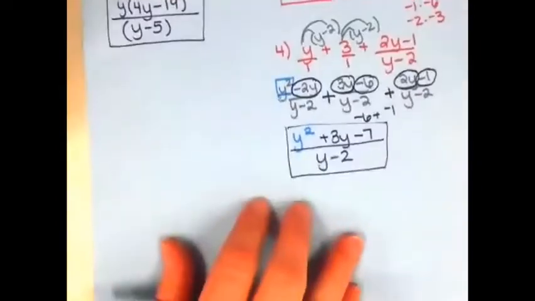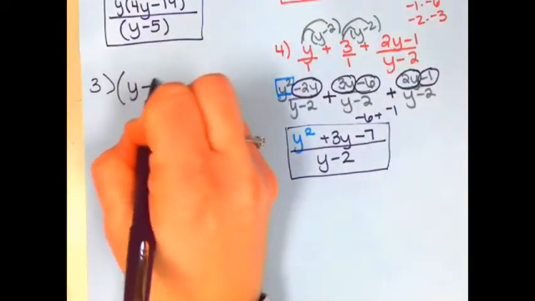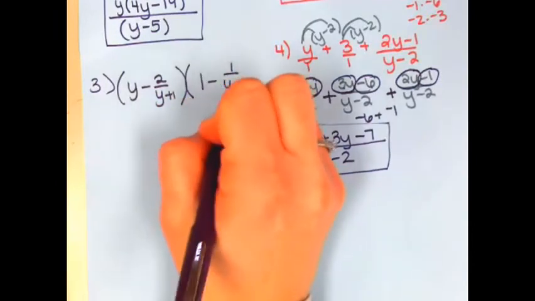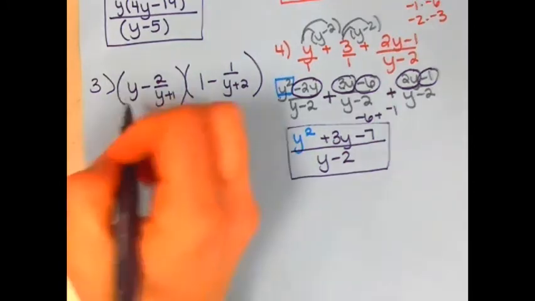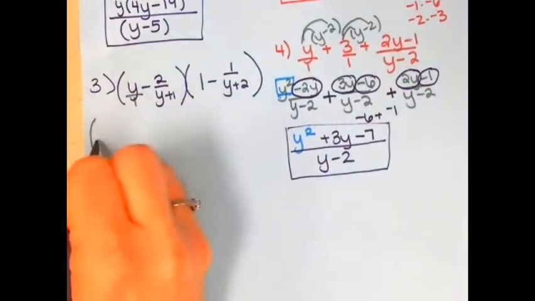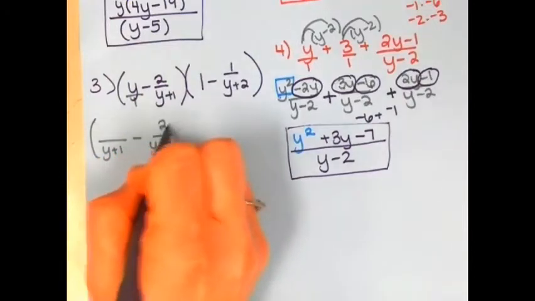And then our last one, number 3. We have y minus 2 over y plus 1 times 1 minus 1 over y plus 2. Now, last time we FOILed this, didn't we? Yeah, I'm going to show you another way today. Order of operations says I do what first? The parentheses. So can I do my parentheses first? Yeah. What is my common denominator between 1 and y plus 1? Y plus 1. So the second one stays the same, right? So 2 over y plus 1.